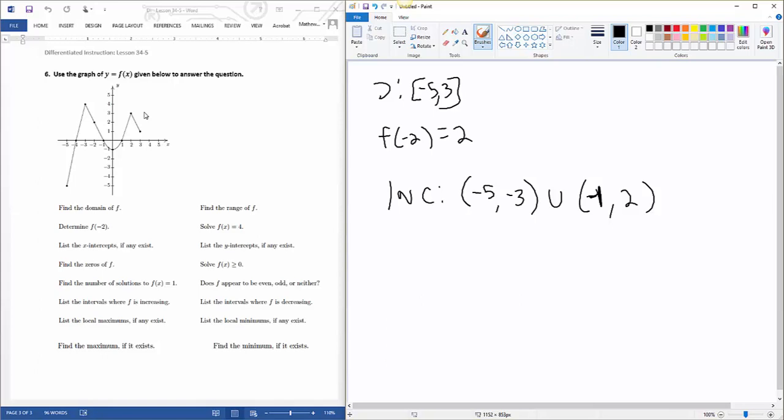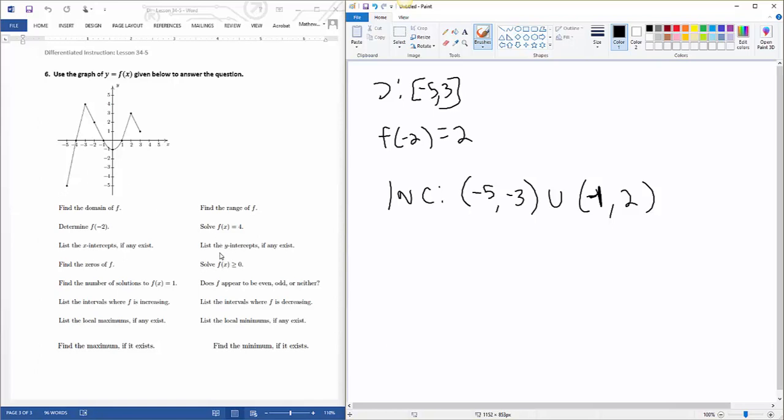Now this concept's important when you move on to calculus. We really have to be able to distinguish the difference between local max and mins and absolute max and mins. The absolute max is just the highest value. The absolute minimum is the lowest value. So the maximum, the highest value, is going to be 4. The minimum, the absolute lowest value, is going to be -5.